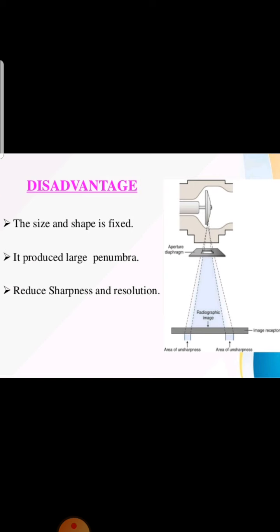So the radiations that were supposed to reach the image receptor, the transmitted radiations carrying your information, are also not falling properly on the image receptor, because of which your contrast is also affected. So there will be reduced sharpness and resolution.